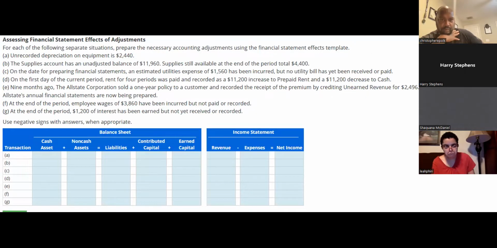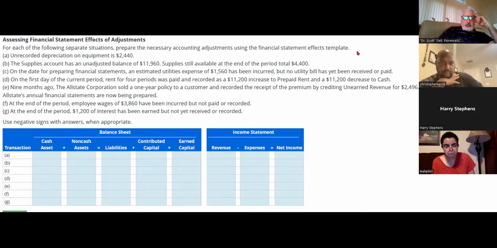So let's go down through each line item. And this time I'm going to ask for help. So we know this is going in at least two places. For each of the following situations, prepare the necessary accounting adjustments to the financial statement. So these are adjusting journal entries, meaning we're going in and saying, oh, you know what? We need to go in and there were, who remembers the two major rules?